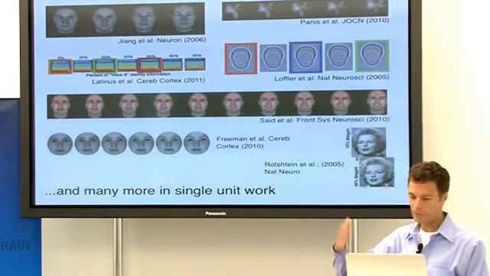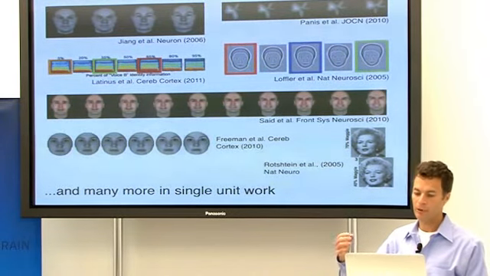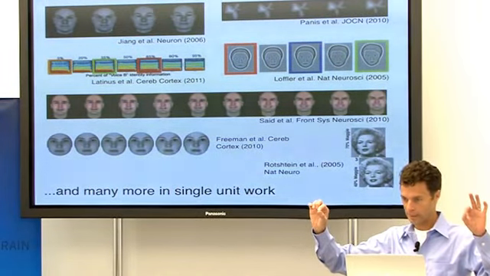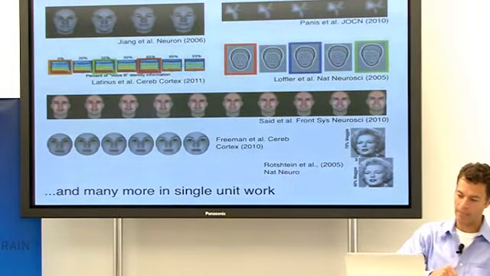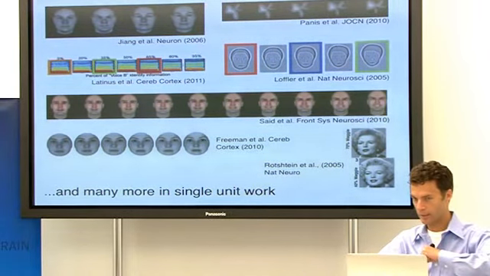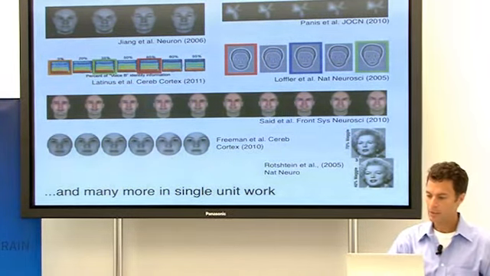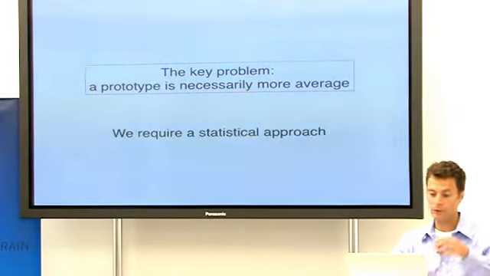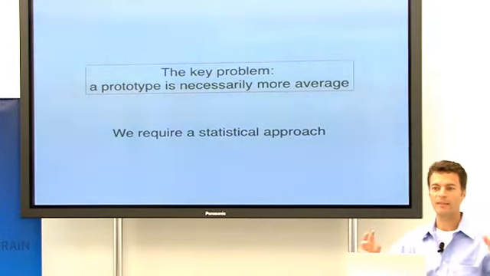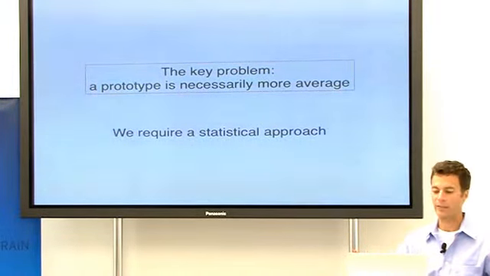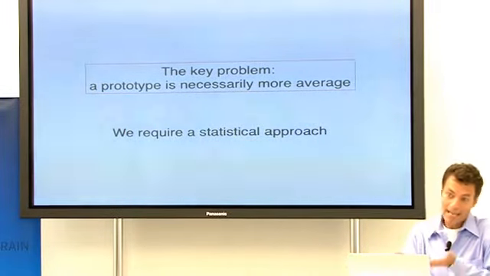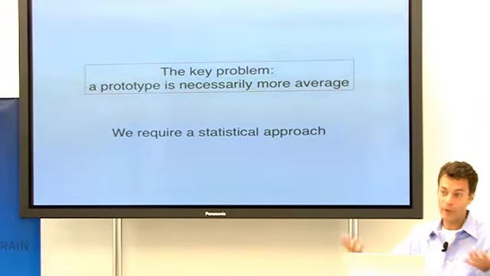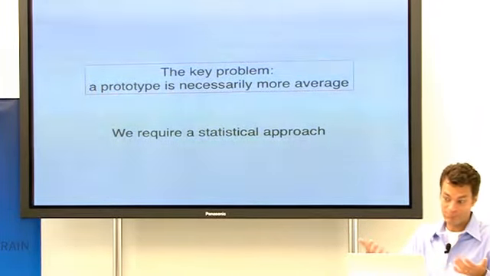So here are just some examples. There are others as well of studies in which a one-dimensional stimulus space has been used, and then the data have been analyzed to look for adaptation effects or for effects of norm-based coding. Of course, the key problem is, I would argue, that a prototype is necessarily more average. Look, I'm not suggesting a radical reinterpretation of neuroscience. I think we just need a statistical approach to measure how much is an adaptation effect and how much is a norm-based encoding effect. This is a simple empirical question. You can just model the two and see which is which.